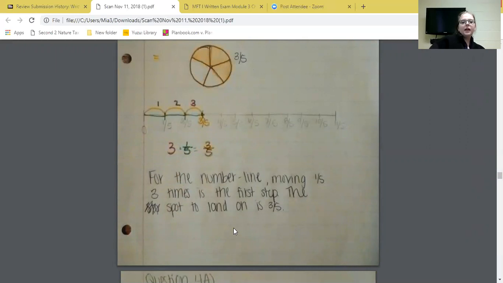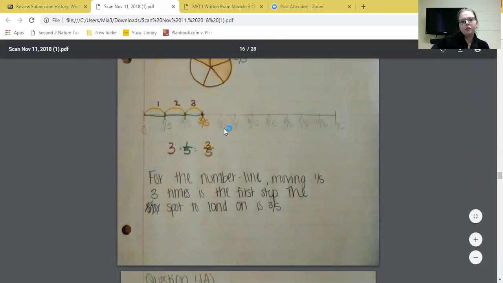So the number line is made out of fifths. So we have 1/5, 2/5, all the way up to 11/5. And so we're going to take the 1/5 and add that 3 times. So 1/5, 2/5, and 3/5 is where we're going to land on.